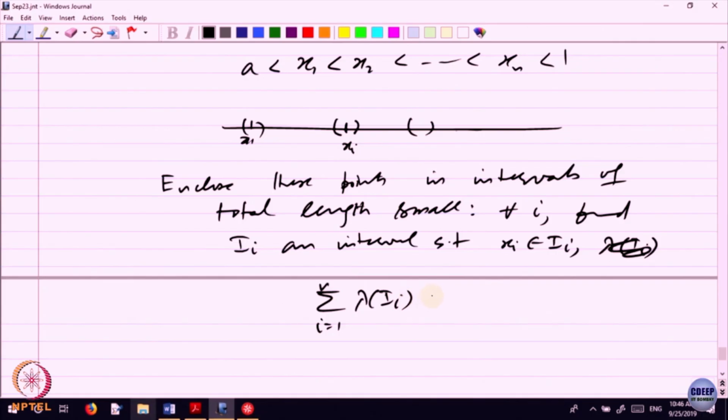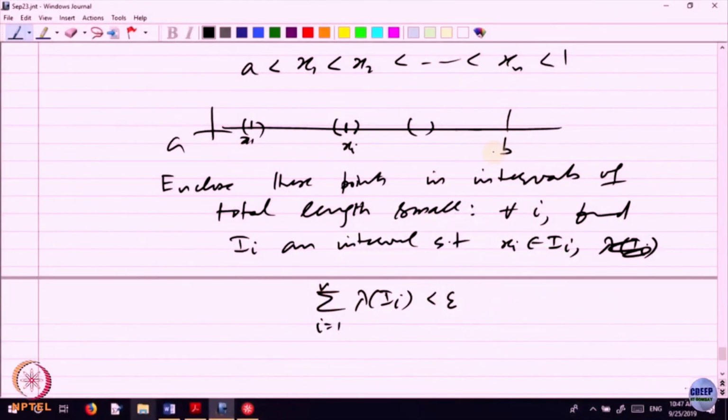So how small do you want it? Let us make it less than epsilon again. Is that okay? Around every point find an interval of length epsilon by n. So when you add up all these finite number, the total length will be epsilon by n plus epsilon by n, n times, that will be epsilon.